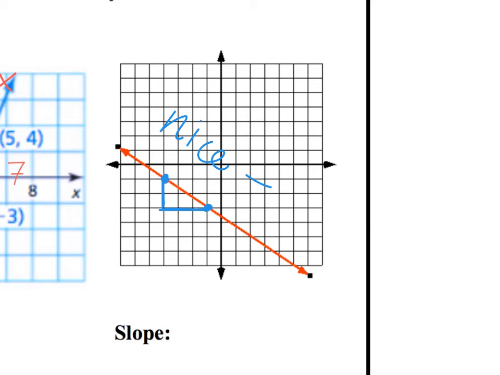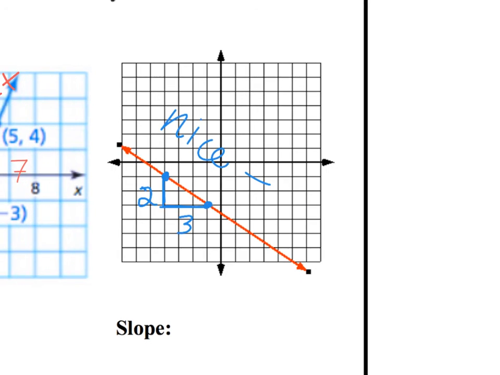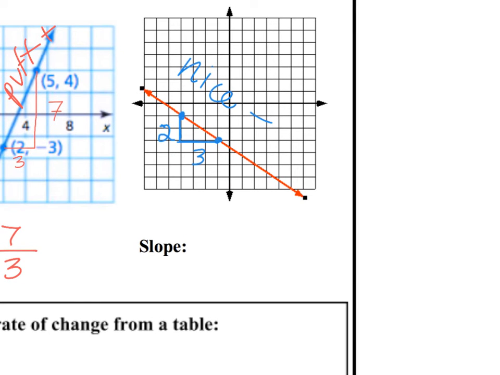What is the vertical change? 2. What is the horizontal change? 3. And so we write that as a fraction. Vertical over horizontal would be 2 over 3. But Slope Dude says it was nice negative, so put a negative sign.